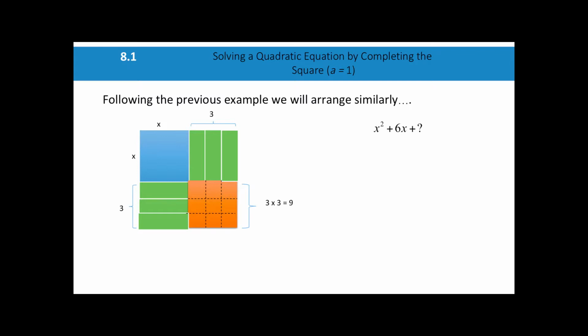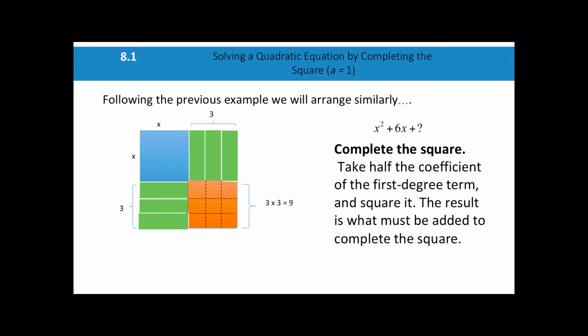So in general, what does completing the square mean? The process of completing the square is we take half the coefficient of the first degree term. So the 6x is the first degree term, right? That's the quadratic term, x squared. First degree is just the x. Coefficient is 6. Take half of that. That's what gives us the 3. And then we square it. The result is what must be added to complete the square. Since we get a little square of 3 by 3, that's what must be added. So in this case, we add 9.